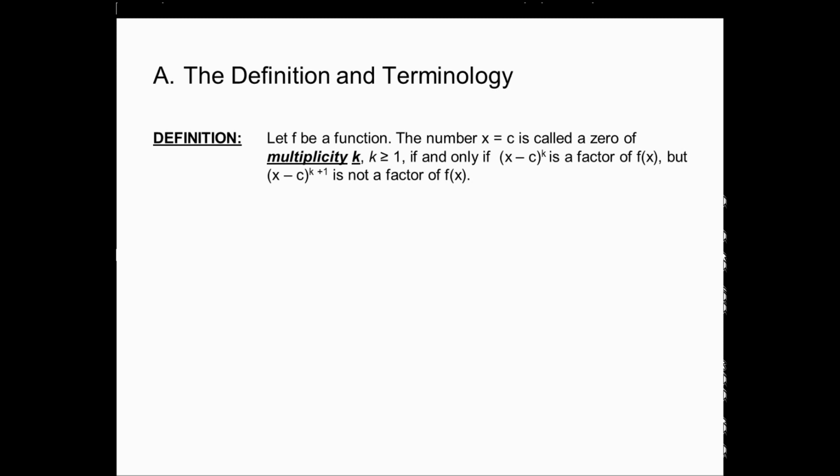Definition. Let f be a function. For us it's polynomial functions. The number x equals c is called a zero of multiplicity k, with k greater than or equal to 1, if and only if (x minus c)^k is a factor of f(x), but (x minus c)^(k+1) is not a factor of f(x).